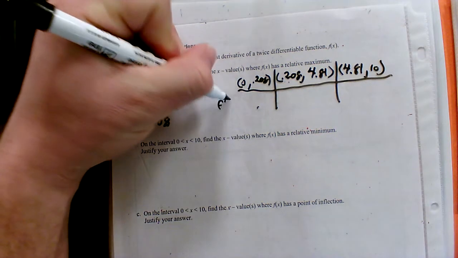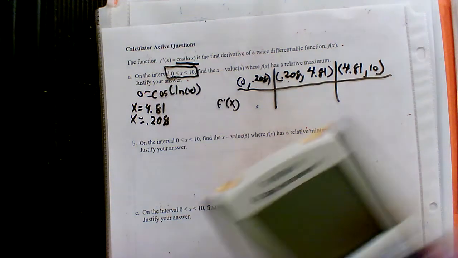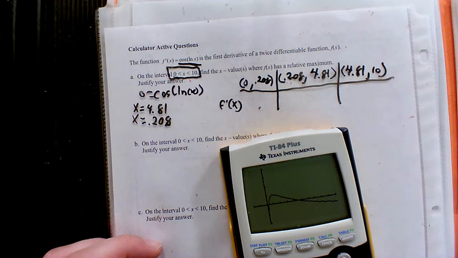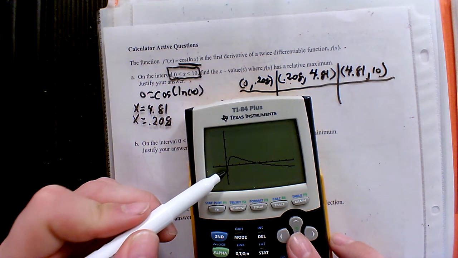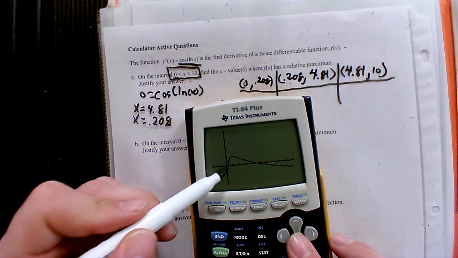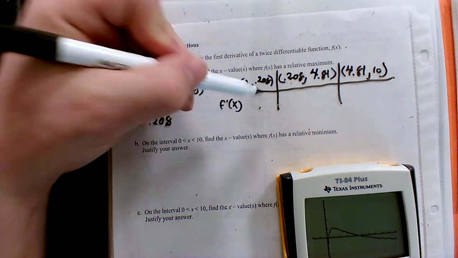Alright, so f prime of x. We need to find whether it's positive or negative within these values here. So again, you have a calculator that could help you. You have the graph of f prime of x. If you're anywhere from 0 to 0.208, if you don't want to plug something in, look at your graph. If you're from 0 to 0.208, that's where it touches the x-axis, are you positive or negative? You're negative.